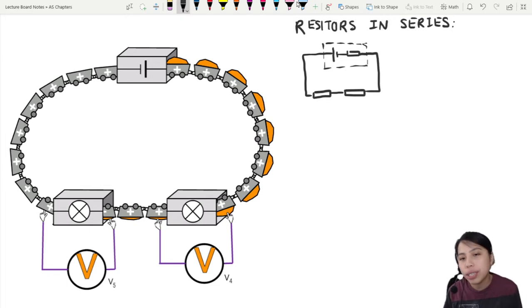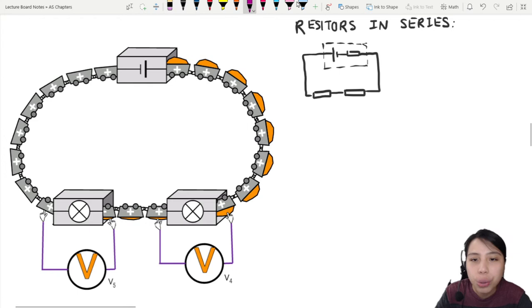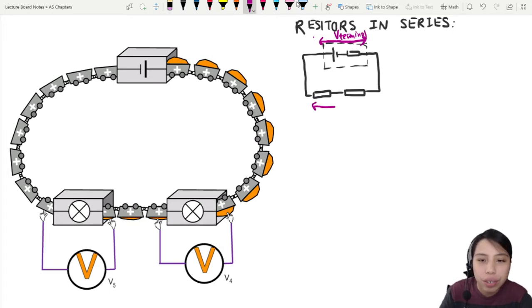So energy will be shared. How do we know how much is shared? We can use what we call the ratio. So whatever is provided by the battery, you can call this V terminal. Okay, and each of these resistors will take a bit of that energy provided to them, V1, V2, depending on what their resistance is, R1, R2.